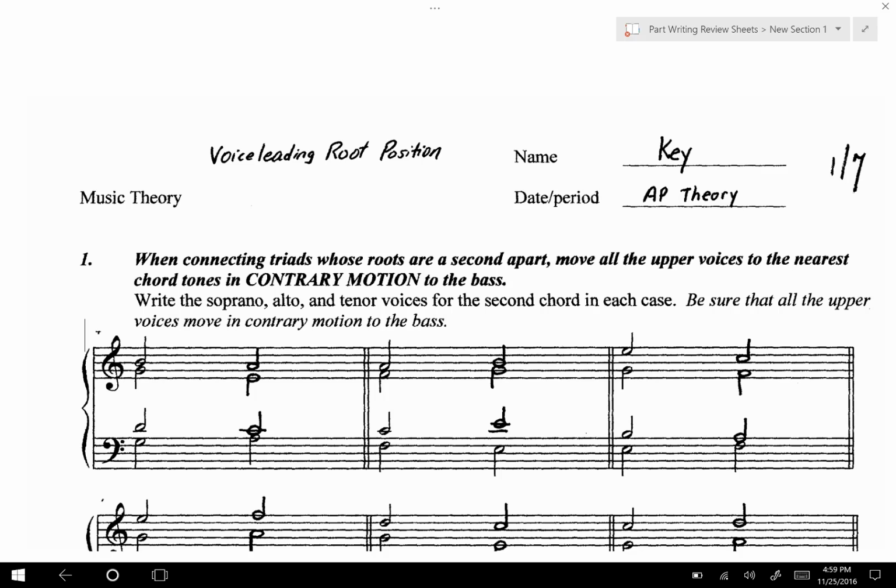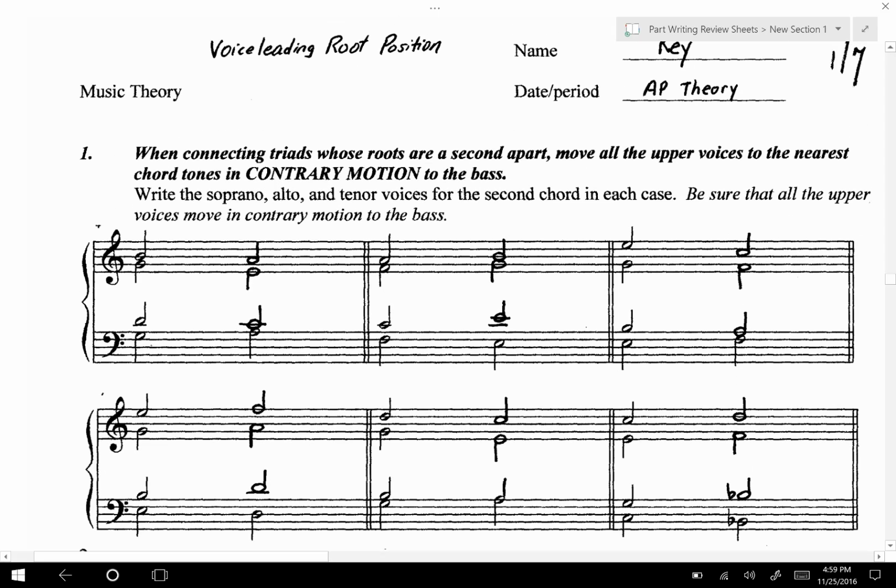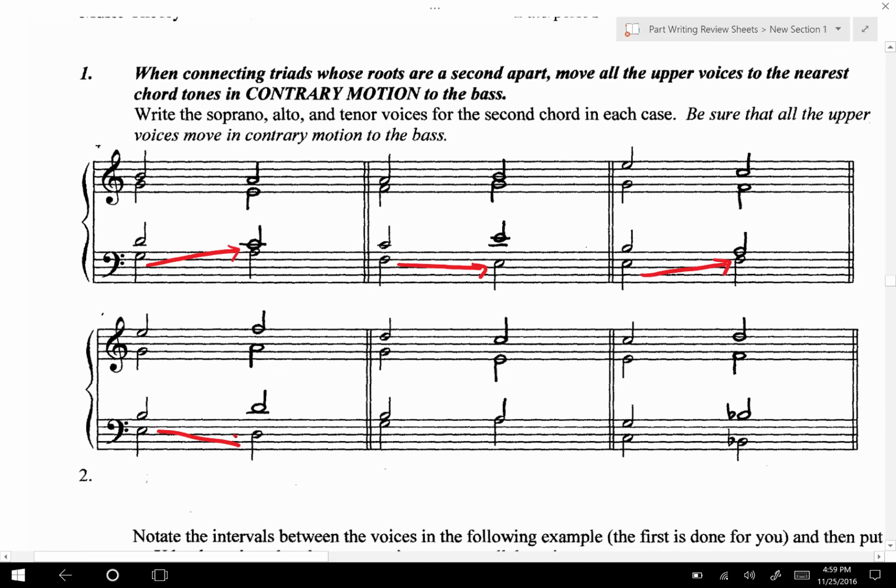When connecting triads whose roots are a second apart, you need to move all the upper voices to the nearest chord tone in contrary motion to the bass. It's very important. So if you look here at all these examples, the bass is moving up by a second in the first one, so I'm going to have to move my tenor, alto, and soprano down. Second one, the bass moves down, so the other upper voices will be moving up. The third one, the bass moves up by a second, so all the other voices will go down to the nearest chord tone, and so on and so forth. It's really important that you remember this, otherwise you're going to run into voice leading errors.